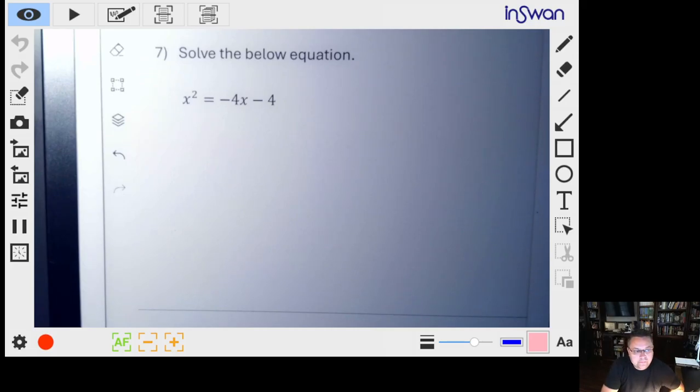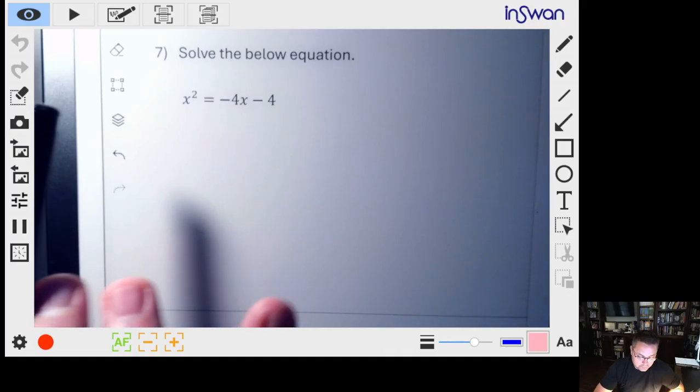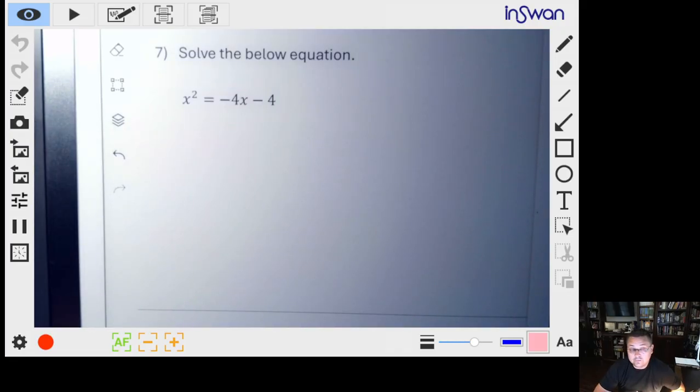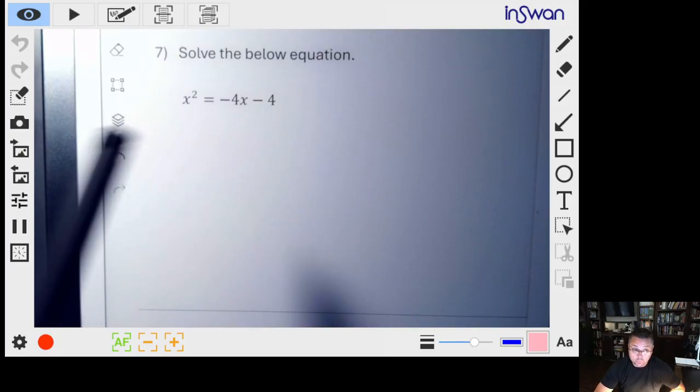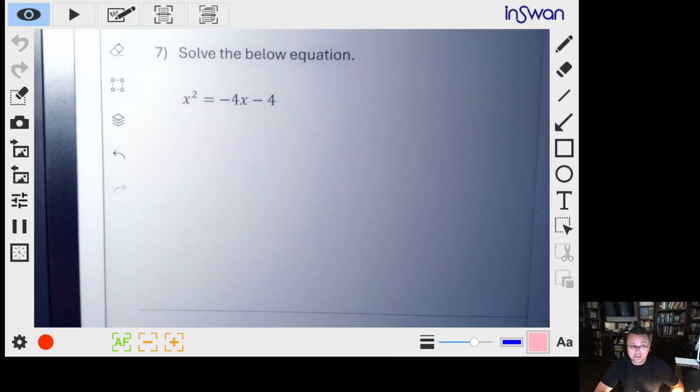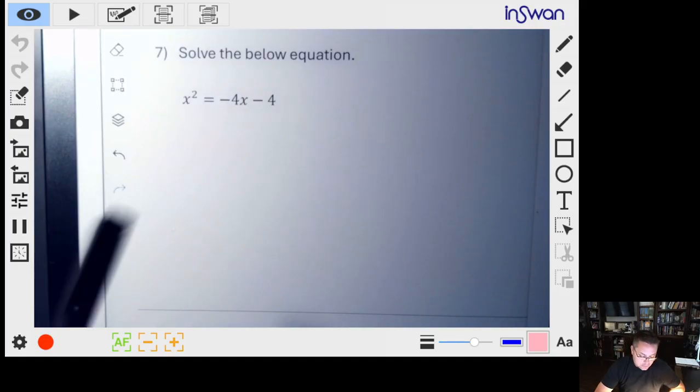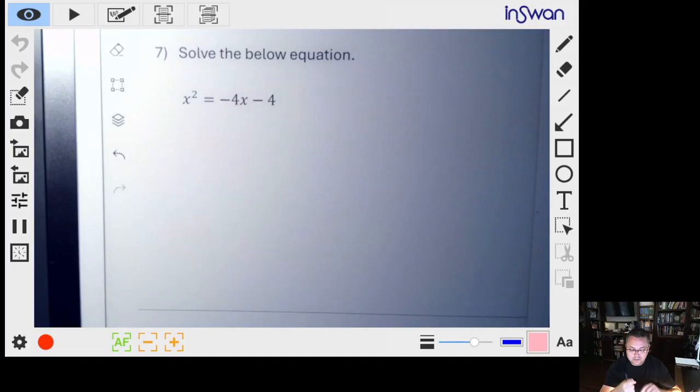Problem number 7, this is clearly a quadratic. So we see that there's that squared term in there, and we've got an equation, so we're going to be getting the value out for x, so we're going to be solving it. And so I'm going to use one of my techniques for solving a quadratic equation, and that includes either factoring, completing the square, or using the quadratic formula. So those are the tools that we discussed.